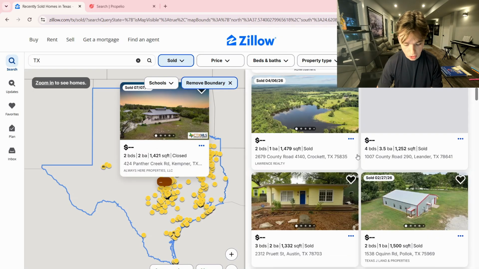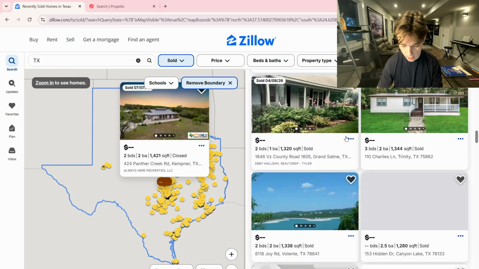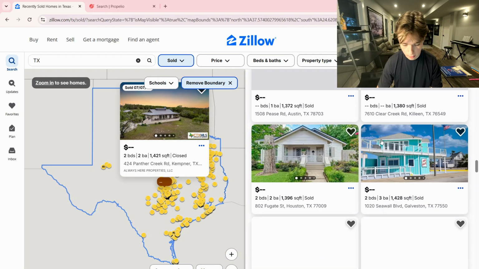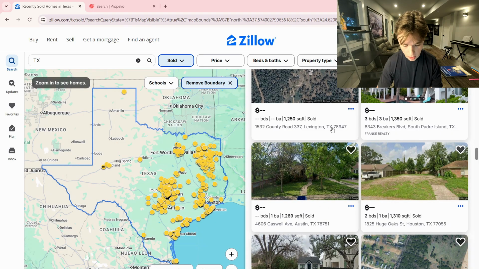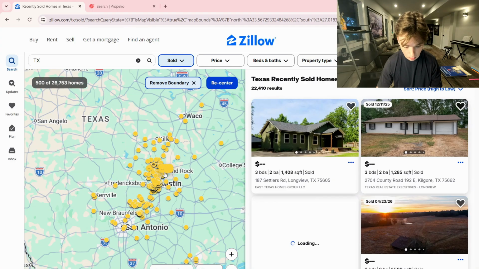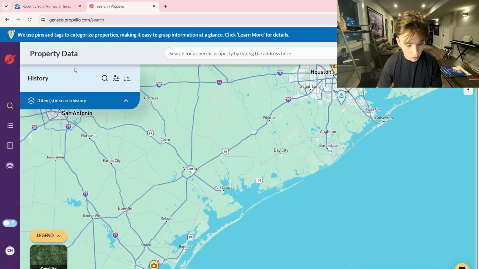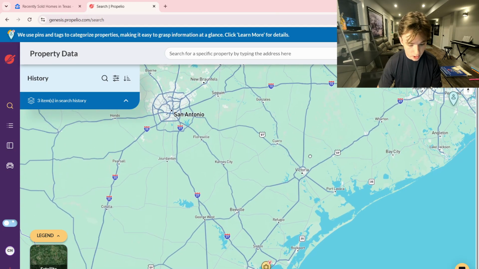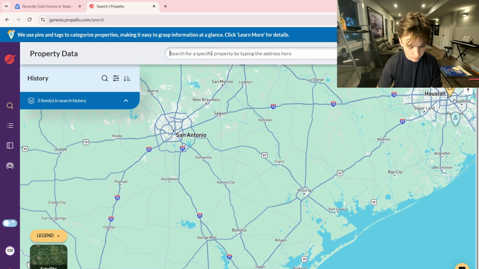So whatever house is sold, look, you can't see any sold prices. So it'll give you no data. So you're not really able to comp at all, really. You're just using Zillow. So what I would recommend in this instance is using something like Propelio.